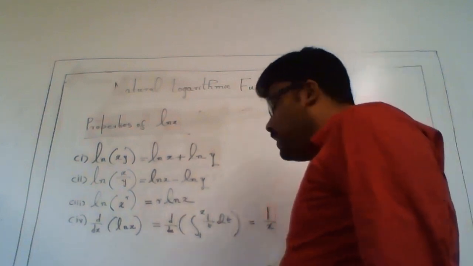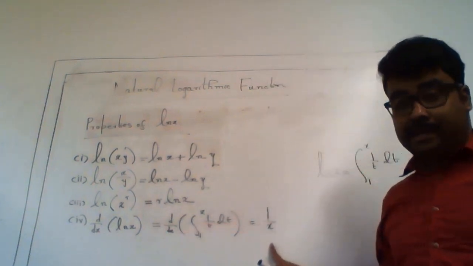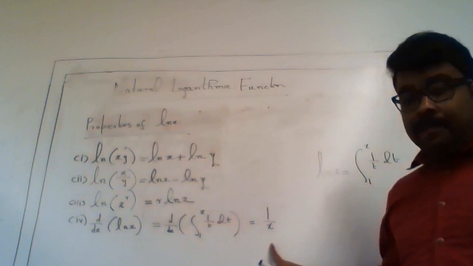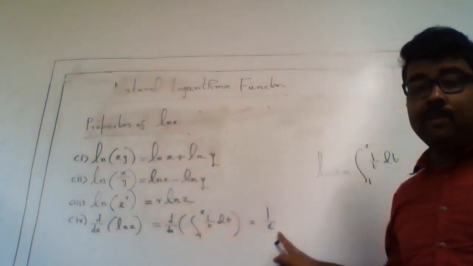So this is a very, very crucial result. d/dx of ln x is 1 over x. The derivative of the natural logarithmic function is 1 over x.